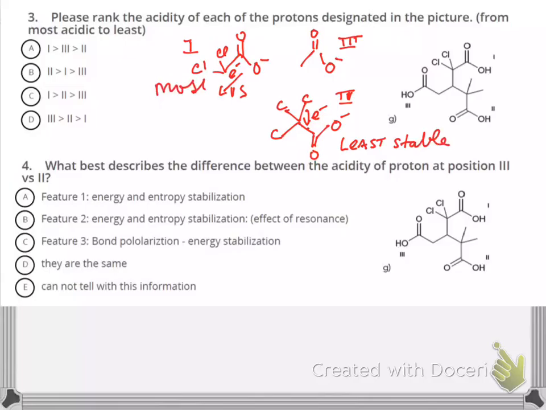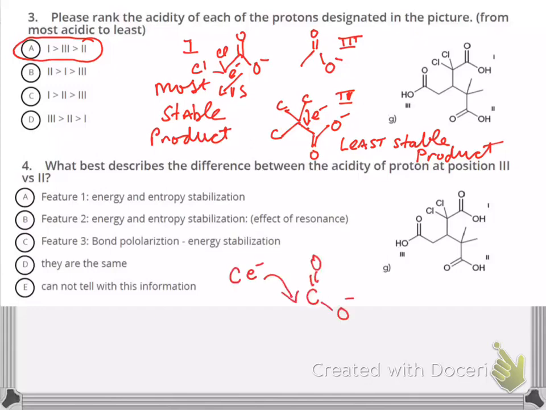So the least stable conjugate base is going to be 2. The most stable is going to be 1. So the most stable product is going to result from 1's conjugate base, and the least stable from 2. So when we see the rankings, we would pick A. The least stable product would be the least made, and it would be the least acidic because it's a product. Okay, and this is what accounts for these differences.